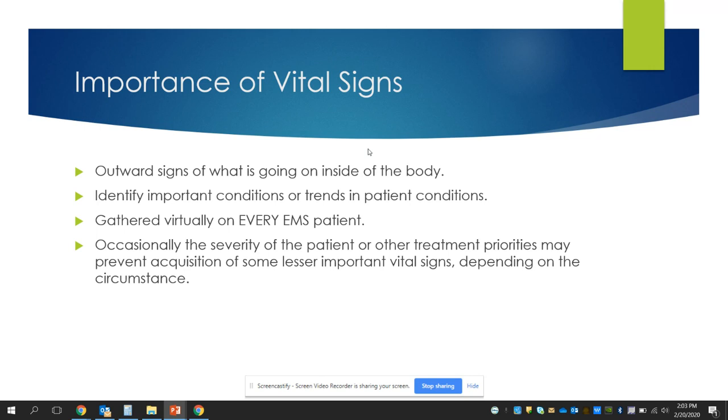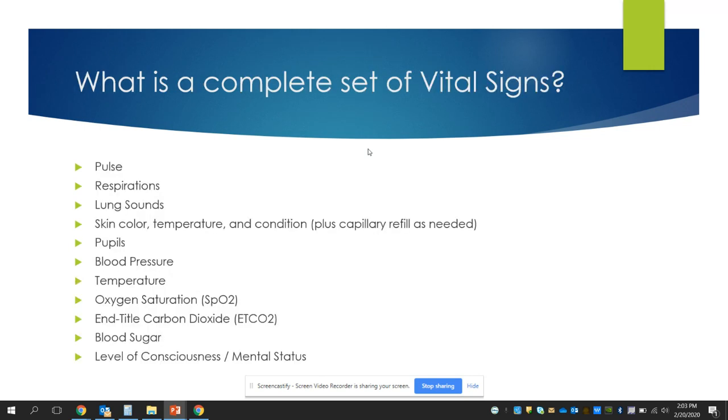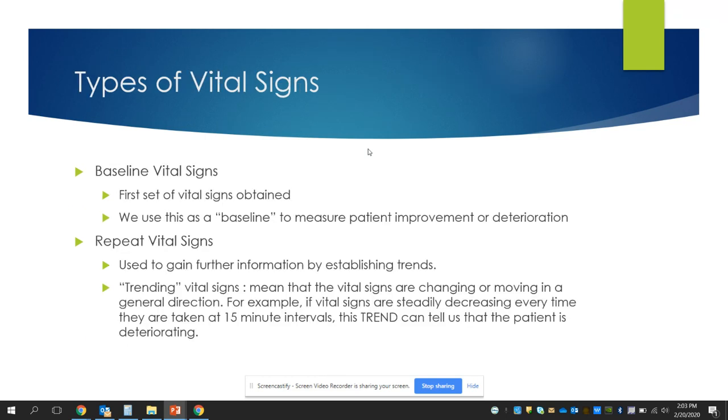So again, occasionally the severity of the patient might prevent some of these from getting taken on every single patient, and it really just kind of depends on what's going on with them. A full set of vital signs will include all of these things, and so we'll break this down and talk a little bit more about each one and why they're important and who would be the best candidate for these.